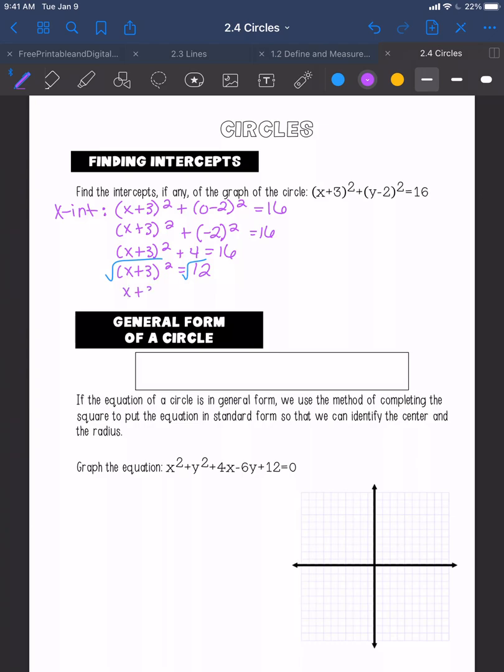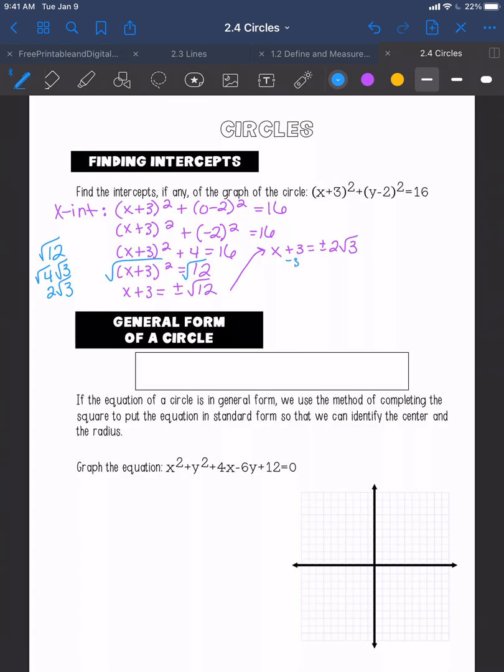So x plus 3 equals plus or minus the square root of 12. I'm going to go ahead and break down the square root of 12 here off to the side. The largest perfect square that goes into 12 is 4. It's 4 times 3. Square root of 4 is 2. So we now have x plus 3 equals plus or minus 2 square root of 3.